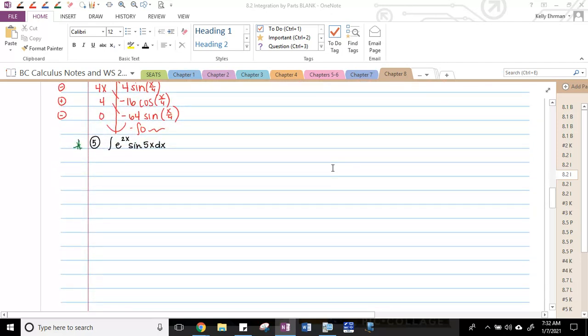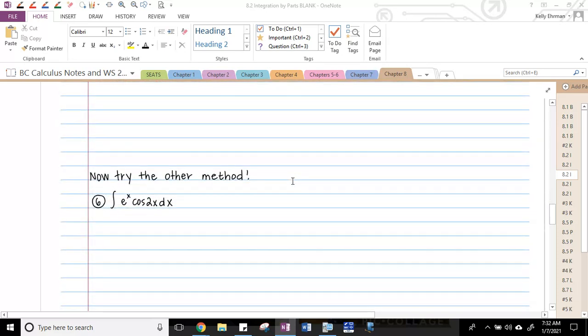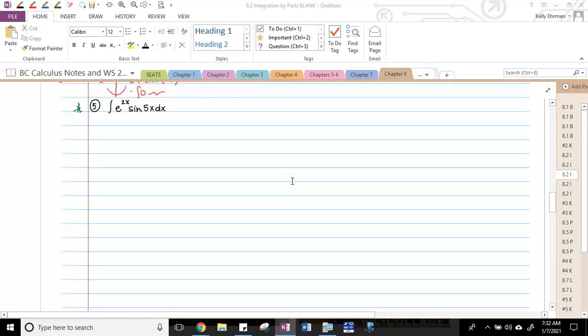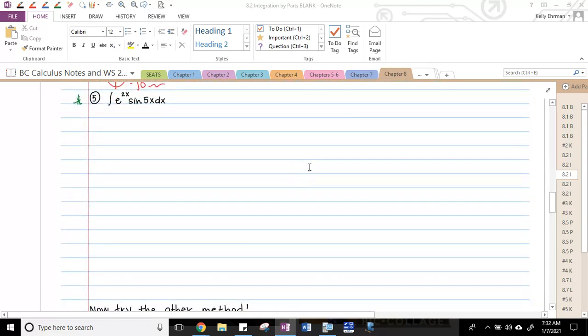All right, now 5 is a little different, and you're going to run into this with 5 and 6. They're similar problems. You can see they both have an e to the u, and they both have a sine or a cosine to the u. So these require kind of a trick, but we're going to start off the same way. So I'm going to use tabular method, and in LIATE, trig gets picked before exponential. So when you're assigning u and dv, trig has to be the u, sine of 5x. dv has to be the exponential.